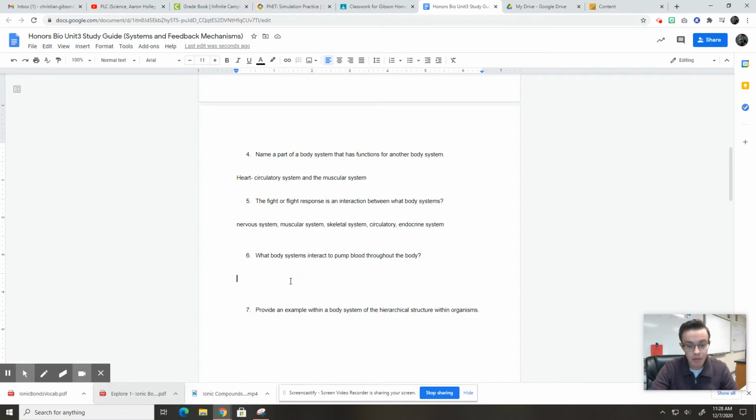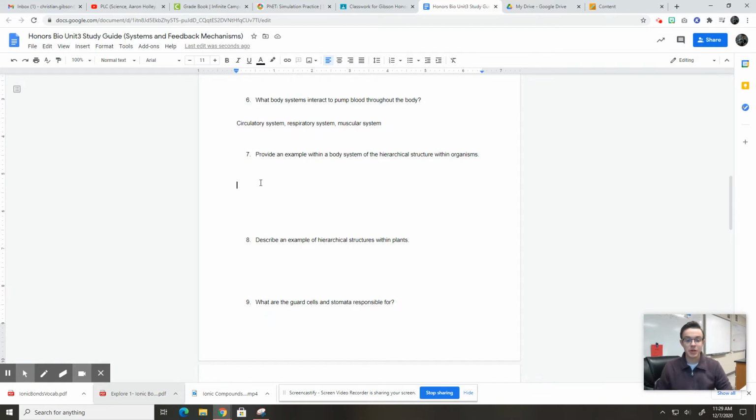Okay. What body systems interact to pump blood throughout the body? Well, you've got your circulatory system. Your circulatory system is what carries the blood to the lungs to pick up oxygen, because that's kind of the whole point, right, of the respiratory system, so that you can regulate oxygen coming in and CO2 coming out. So your blood will pick up oxygen, and then it gets pumped to all of your muscles that need that oxygen in order to function. So that's the muscular system. Okay. And we could probably get more detailed than that, but I'm fine with that answer.